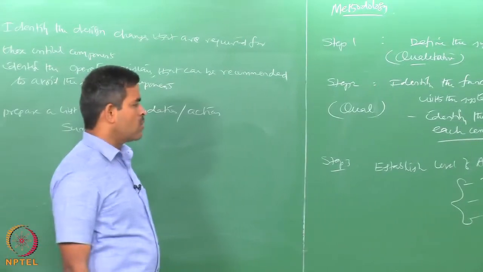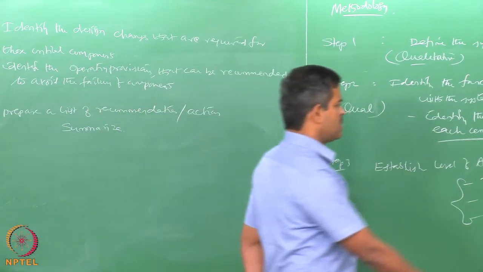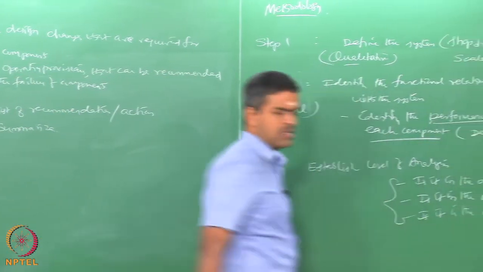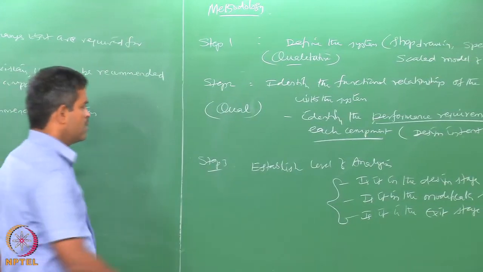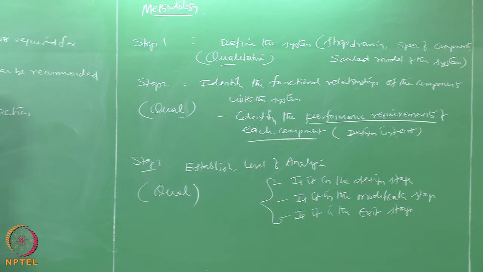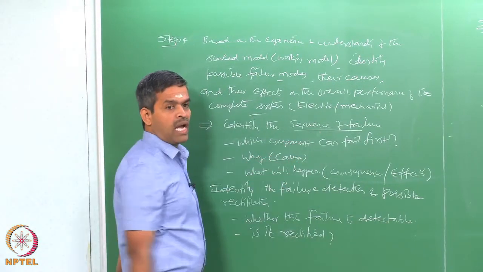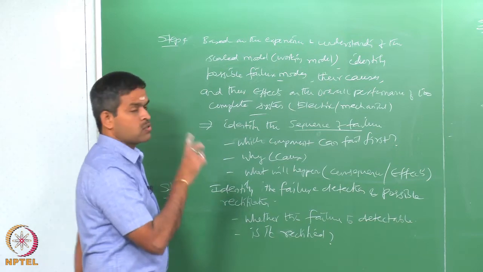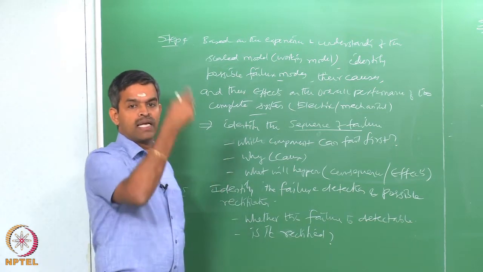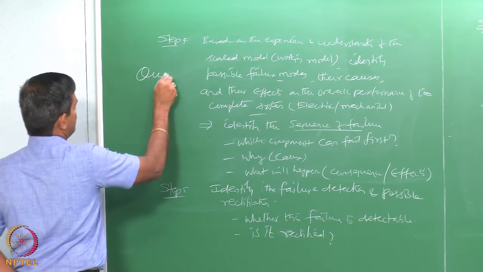In the third step, you are going to prefix the level of analysis, what you want to do. Is it in operational stage, modification stage, design stage, etc.? This is also qualitative. If you move to step number 4, you are going to identify the sequence of failure. The sequence of failure cannot be identified unless you attach a number which can ascend or descend the order of failure. Therefore, this is quantitative.